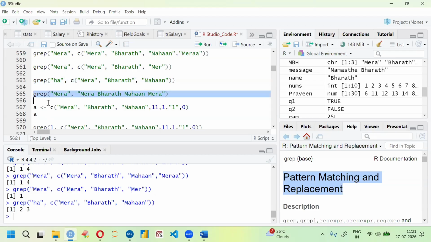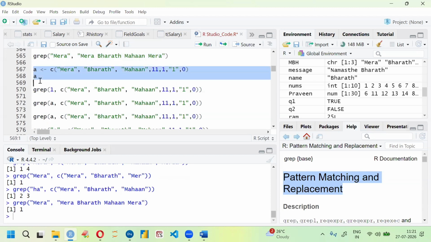Fine. Next, grep Mera in Mera Bharat Mahan. Okay. So if you observe here, Mera Bharat Mahan is a single word, so it is considered as a single character data. So Mera is matching here, so we have to get only one as the result. See, one. Right.